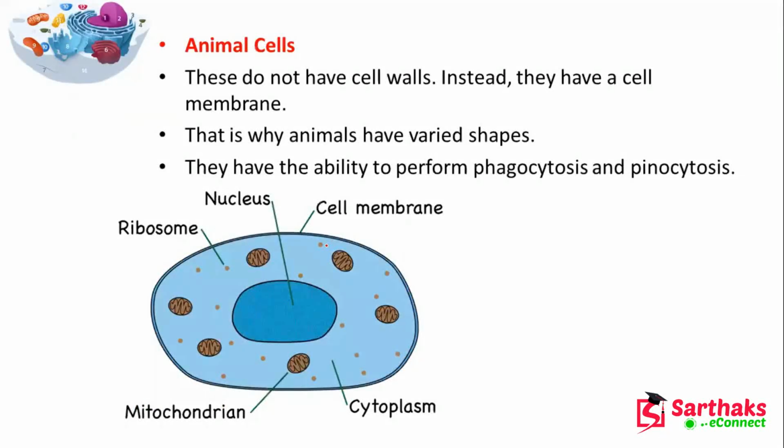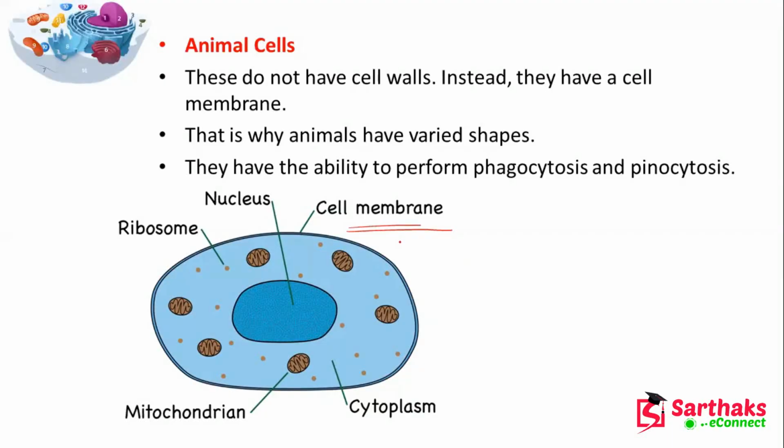Now the animal cells. They do not have any cell walls. Here you can see the cell and the cell membrane, but it does not have any cell wall. And why do animal cells have varied shapes? Because there is only a cell membrane and no cell wall.